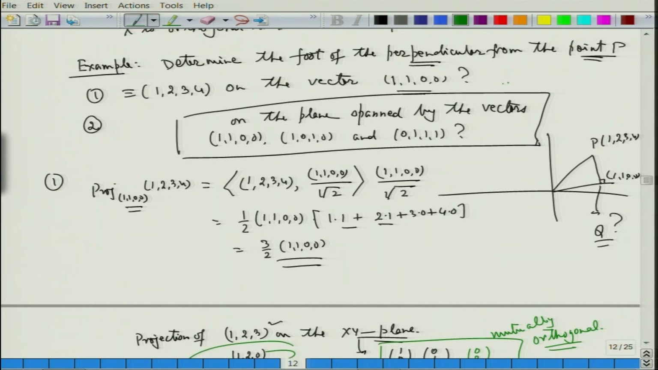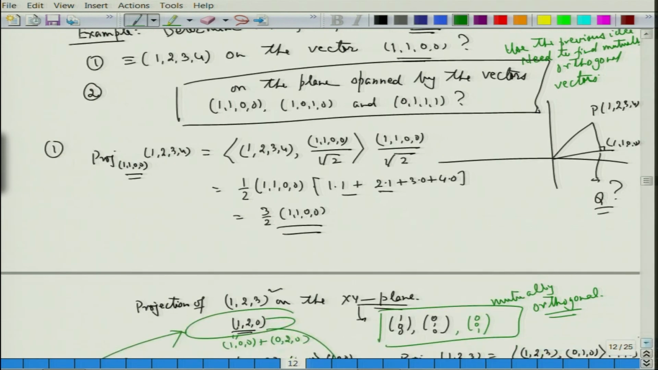So, if I want to use that idea, use the previous idea, I need to find mutually orthogonal vectors. All right, and then do the work which was the first part here, that is writing it out, or go to something which is perpendicular to it.